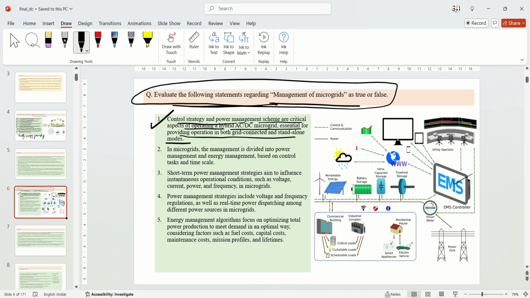because you need to check which generating source the power is actually coming from at that particular point of time so that you can control it, and there are also features that you can use to predict what could be the generation at the next moment. Okay, so if you can see the second statement, what is it telling? In microgrids, the management is divided into power management and energy management based on the control tasks and the time scale.